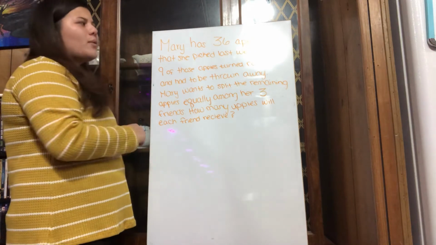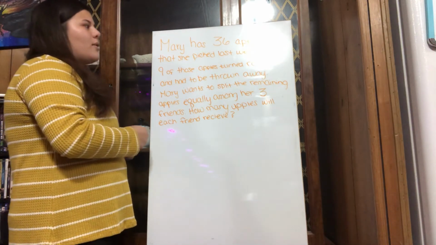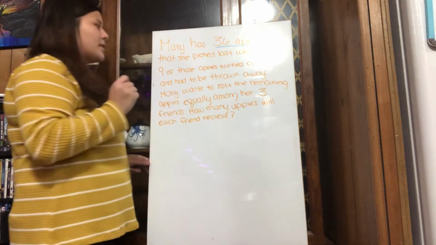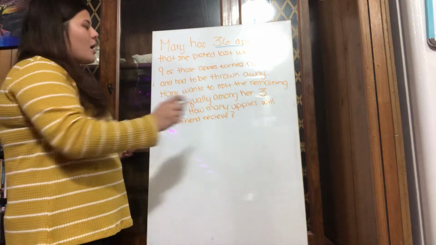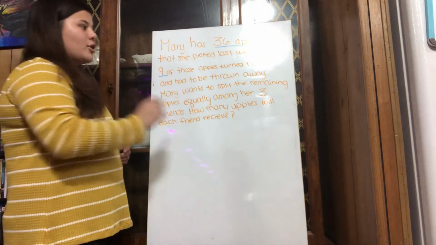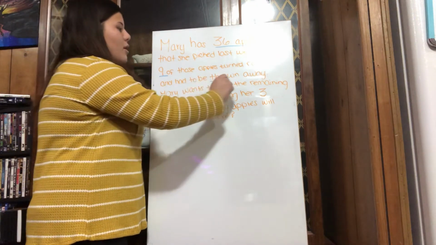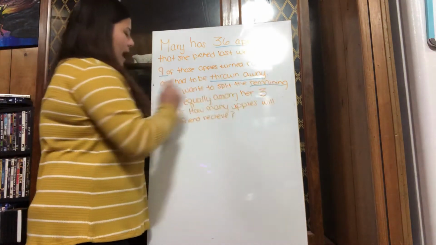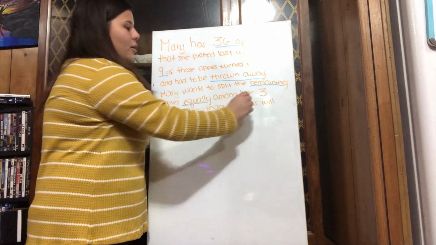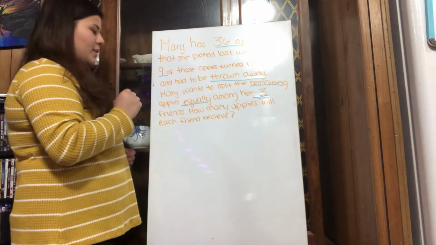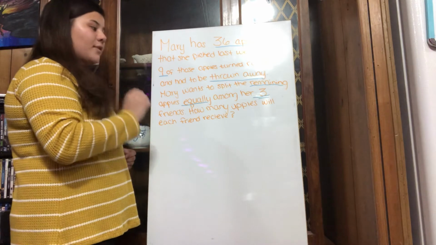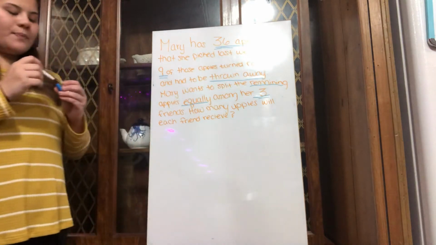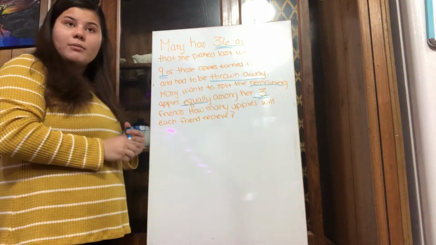So let's go over what this problem tells us. We know that Mary has 36 apples that she picked last weekend. 9 of those apples turned rotten and had to be thrown away. Mary wants to split the remaining apples equally among her 3 friends. How many apples will each friend receive? So, can somebody tell me how they think we should get started on this problem?